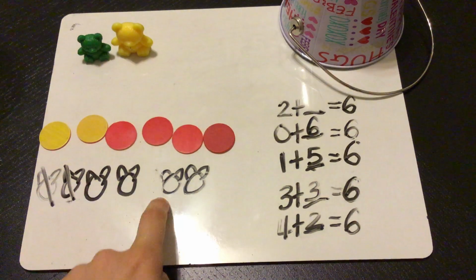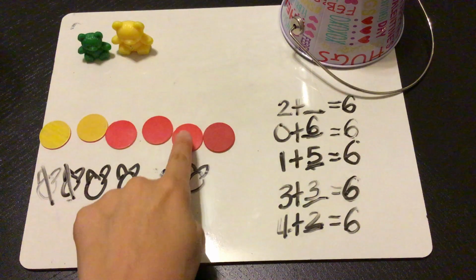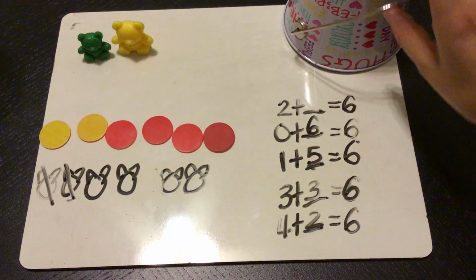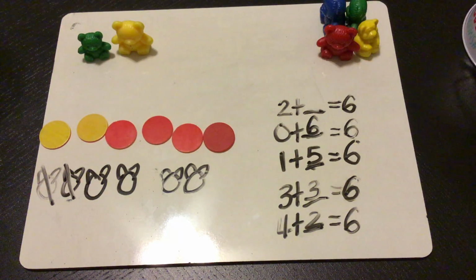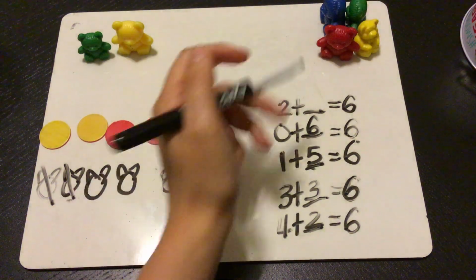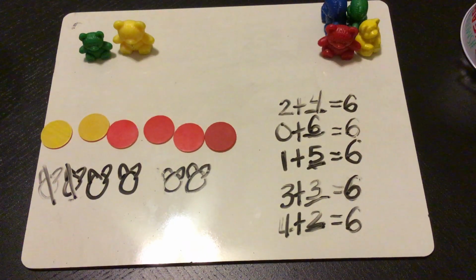1, 2, 3, 4. I'm thinking 4. Is that what you guys are thinking at home? I'm thinking 4. All right, let's check. 1, 2, 3, 4. We got it right. Nice work, us. 4 little bears hiding under that cave.